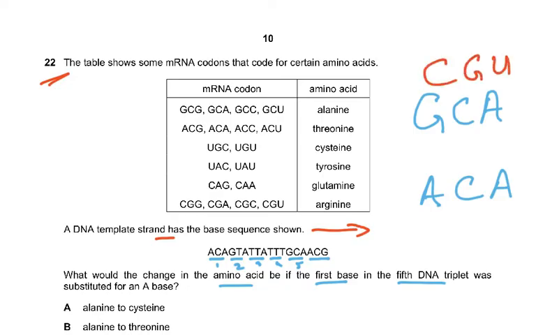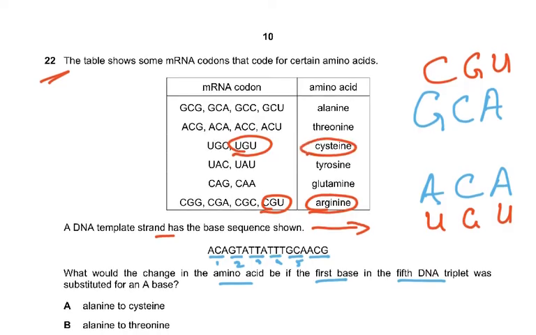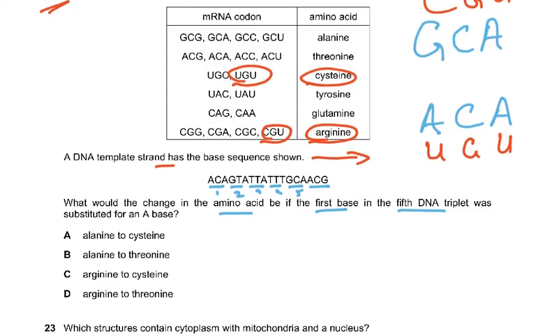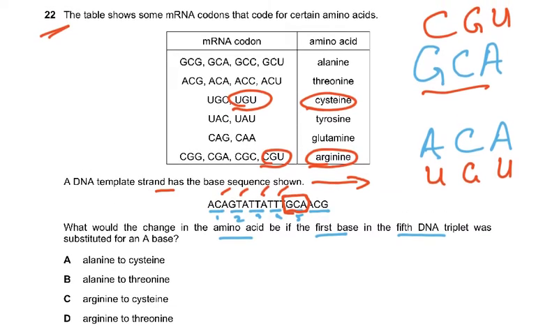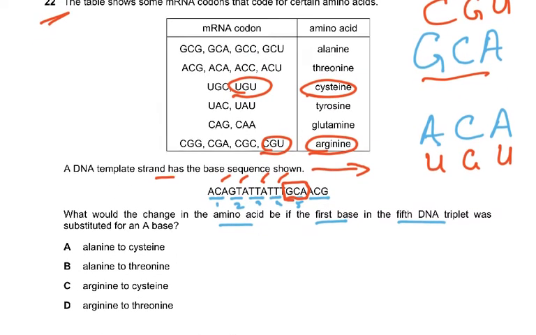CGU. What would be this for that? UGU. So CGU is here, is arginine, and UGU is here, so it's cysteine. So what would be the change in the amino acid if the first base in the fifth DNA triplet...? First base in the fifth. So this is first, second, third, fourth. So this is the fifth DNA triplet, GCA. That's what I've written here. So what would be the change? Arginine to cysteine.